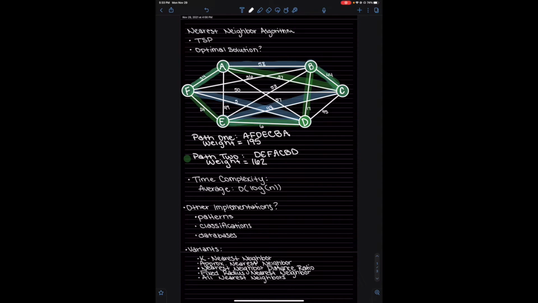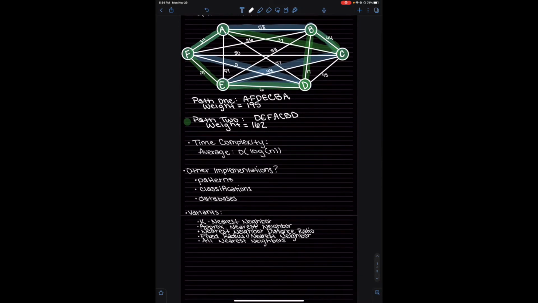So notice that your starting vertex changes your total weight by a lot. Like we went down 30 just from starting at A to starting at D. So the time complexity of this is mainly based on your input and the size of your graph and vertices that you're given. The time complexity usually averages about big O of log n.